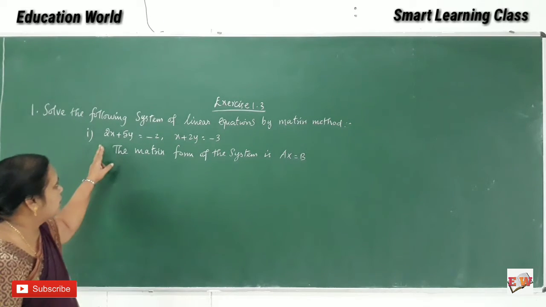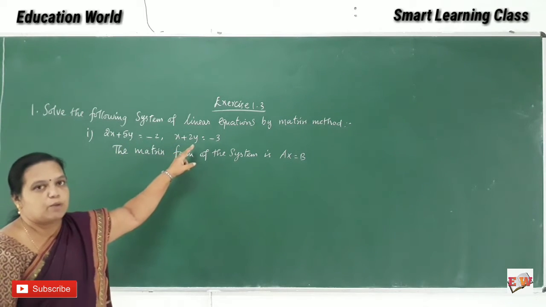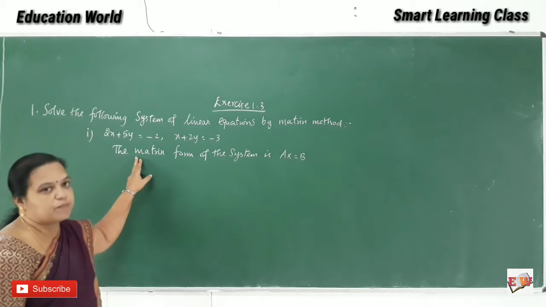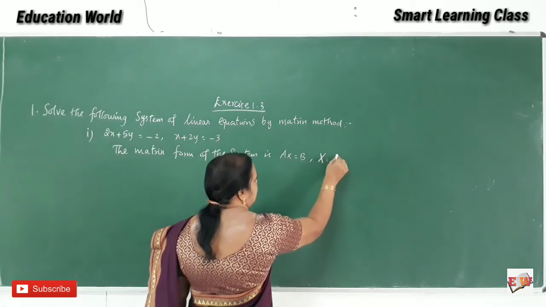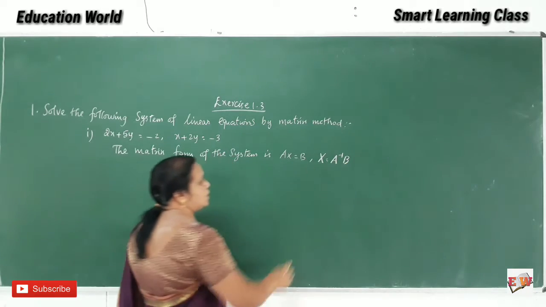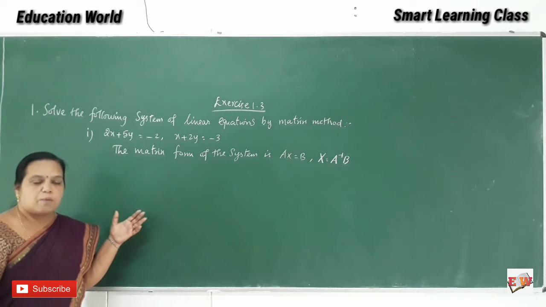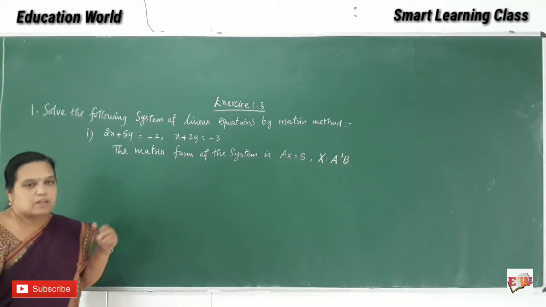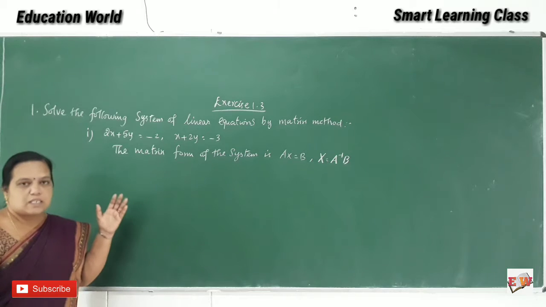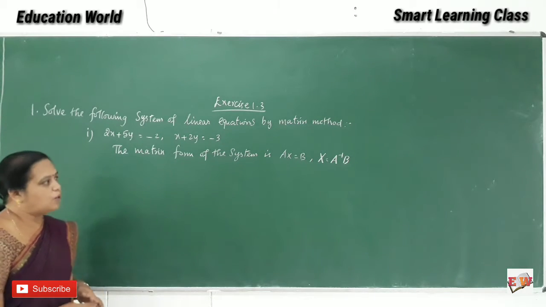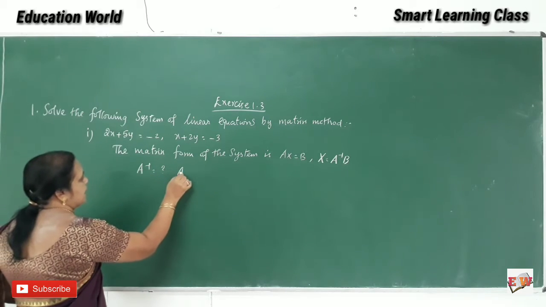See here, we have 2x plus 5y is equal to minus 2, x plus 2y is equal to minus 3. The matrix form of the system is AX = B, X = A inverse B. So first we have to find A inverse. As usual, in the first exercise 1.1 we already saw finding A inverse, isn't it? The same method I am going to follow. First I want to find A inverse. What is that A inverse?